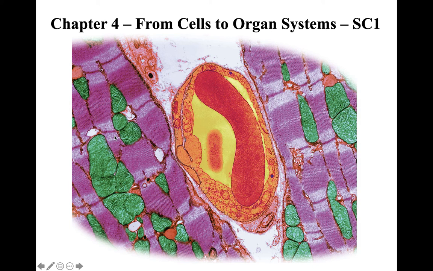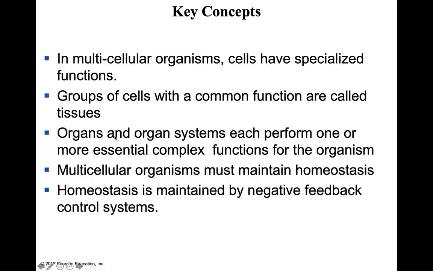Chapter 4, From Cells to Organ Systems, Screencast 1. So what we're doing now is moving on to larger levels of organization. Remember where we're coming from. We started off at the chemistry level, so atoms and molecules, focusing on those biological molecules especially. And then we moved on to the cell and how the cell generates energy, organelles, and those things.